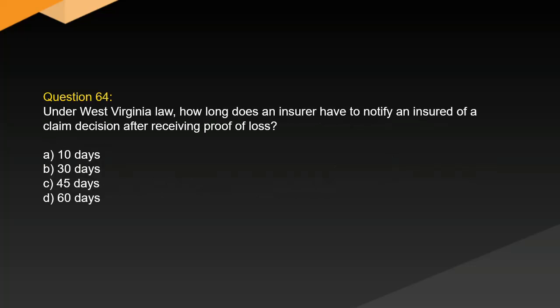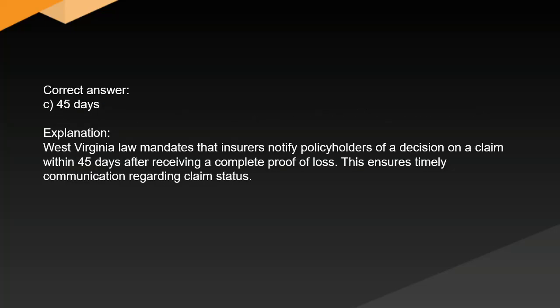Question 64. Under West Virginia law, how long does an insurer have to notify an insured of a claim decision after receiving proof of loss? A. 10 days. B. 30 days. C. 45 days. D. 60 days. Correct answer: C. 45 days.